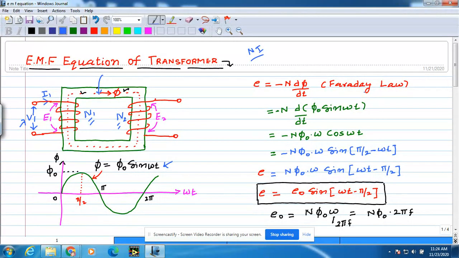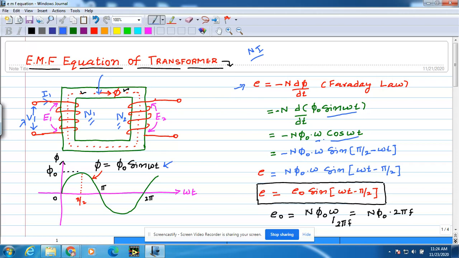What is Faraday's law of induction? Faraday's law of induction is E equals N d phi by dt. I am taking the general terms. Substituting the value of flux in this equation, we get N d of phi naught sine of omega t by dt. After differentiating sine of omega t, we get cos of omega t into omega.